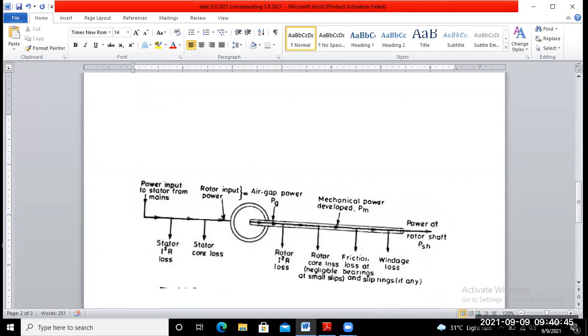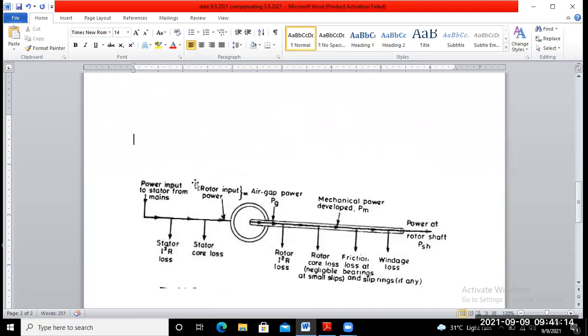Okay, so up to this point, we have explained through a pictorial point of view the various losses and the input power and output power relation, whatever we already tried mathematically in the previous class. Various types of losses we already discussed a few minutes earlier.